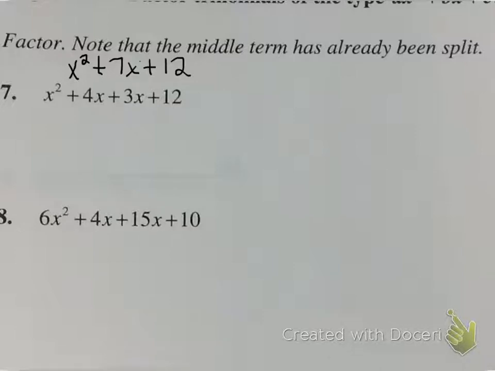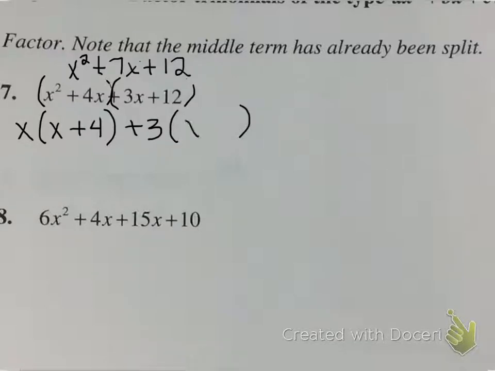So when we factor by grouping, we're going to look at the first two terms, and I'm going to factor a GCF out of those two terms, x squared plus 4x, so we can factor out an x. What's left over? Well, x plus 4. Now let's look at the back half of our polynomial. We have that positive 3x and a positive 12. They have a 3 in common, so I can factor that out. And what's left over? X plus 4.